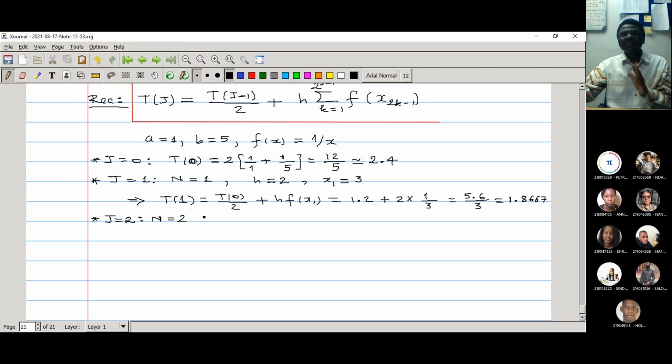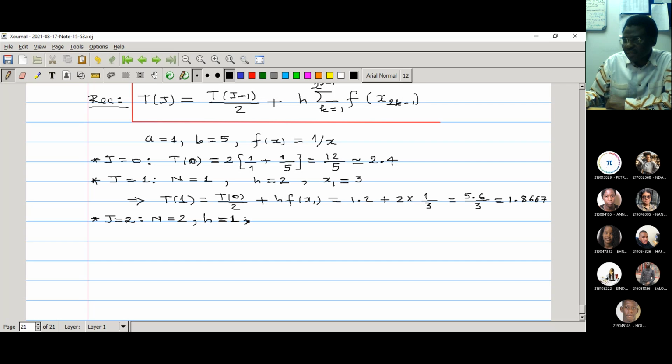Remember that capital N is 2 to the J minus 1. J minus 1 is 1, and 2 to the 1 is 2. And what is our H? H will be half, right? You take the previous and you half. Remember that we are halving H each time. For 0, remember that H is 4. Then we have 2, we half it again, we have 1. So each time we just half. Next time it will be 1 half.